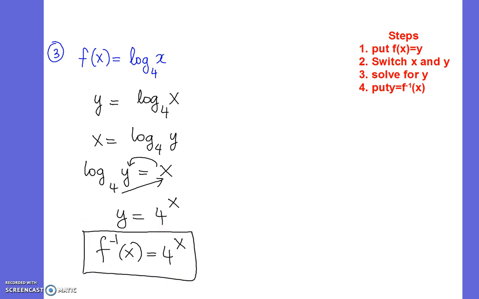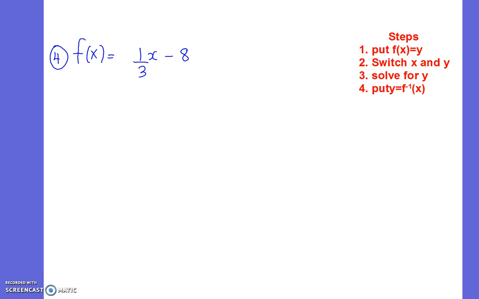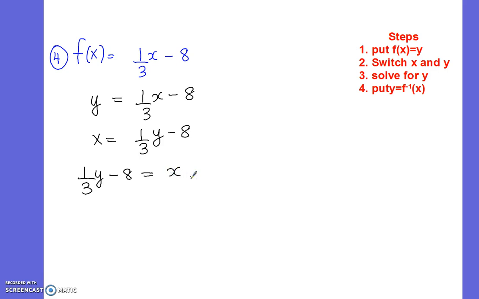Last question. Number 4. Follow the steps again. Find the inverse of f of x is equal to 1/3 x minus 8. f of x is y, so y equals 1/3 of x minus 8. Switch between the x and the y. x is 1/3 y minus 8. Solve for y. In order to solve for y, I always put y on the left side of the equation. That makes it easier.